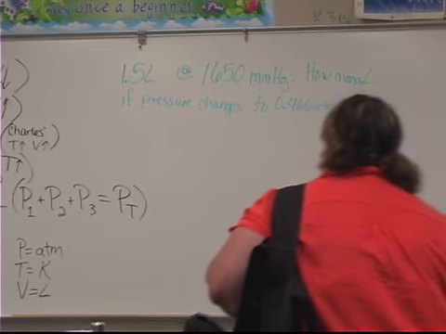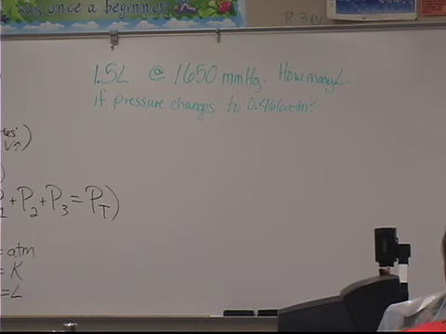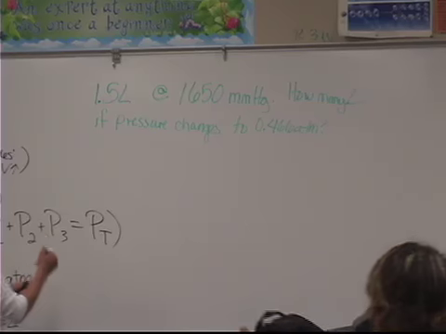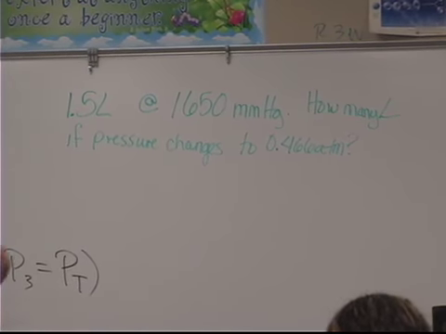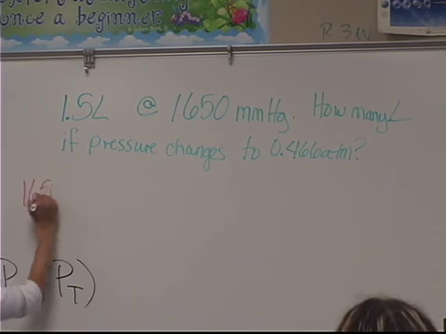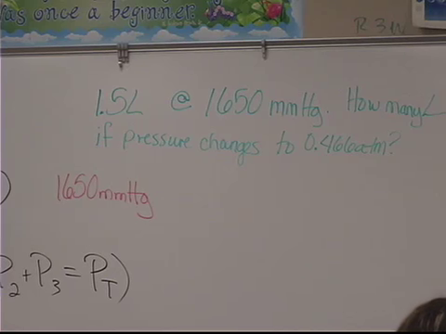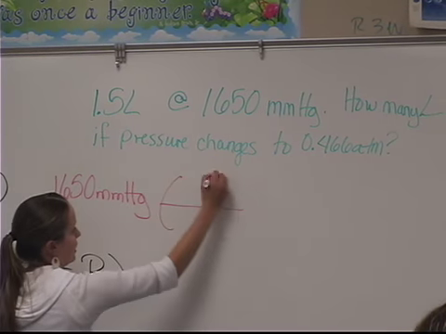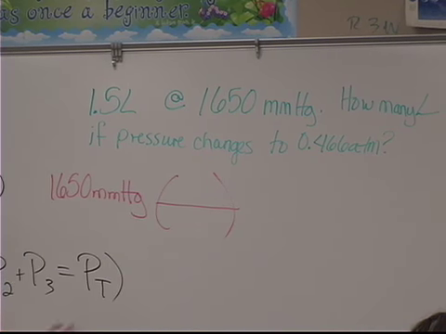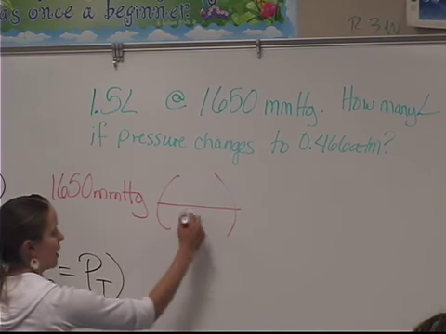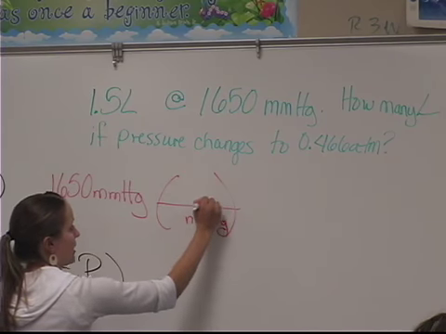Now we have 1650 millimeters of mercury. Can we use that? No, we want to use ATM. We have to get it to ATMs. So as a side problem to the actual problem we're working on, you have to take the 1650 millimeters of mercury, change that to ATMs. Some people can just look at that and know what to do, but to practice, you should put the label on the bottom so that it cancels like we did last time. And we're trying to get to ATMs.